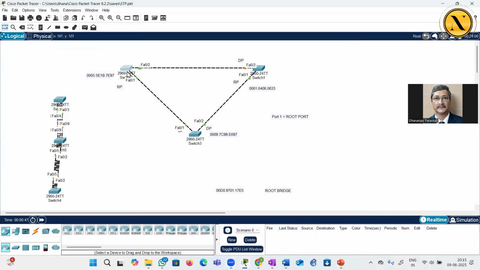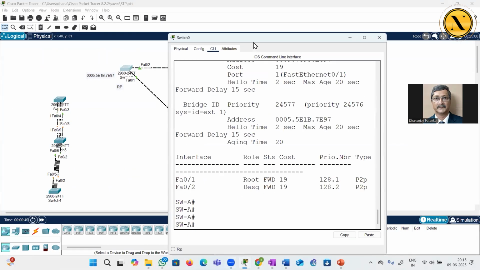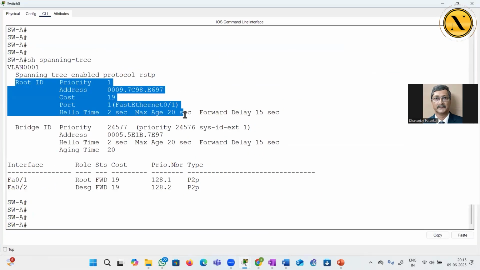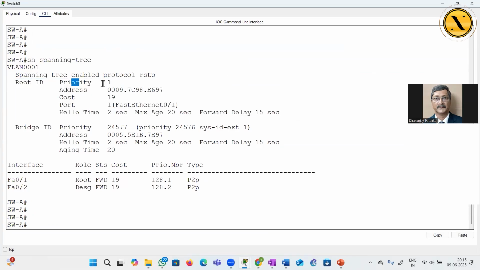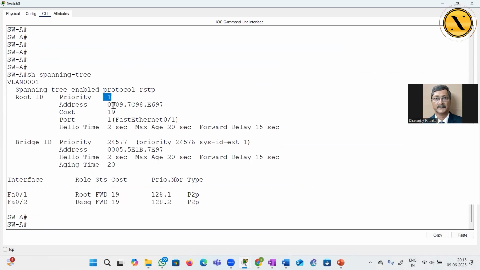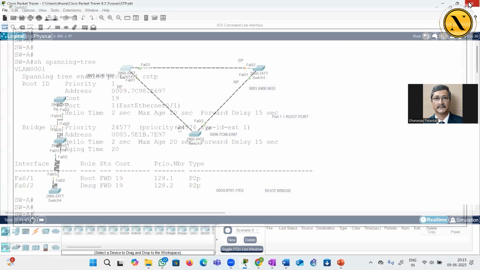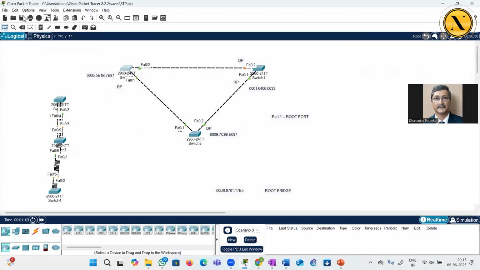So let's have a look at this one. Show spanning tree. So this is the root bridge's details. Whoever is the root bridge, I don't know, that one's priority and that one's MAC address. Okay, I think I have reduced the priority. Do you want me to take a new topology? I think I'll take a new topology.